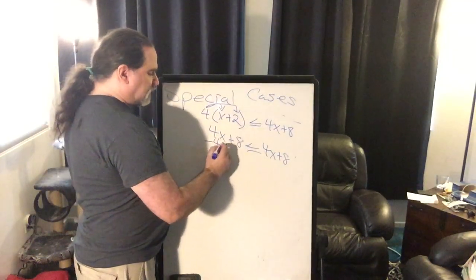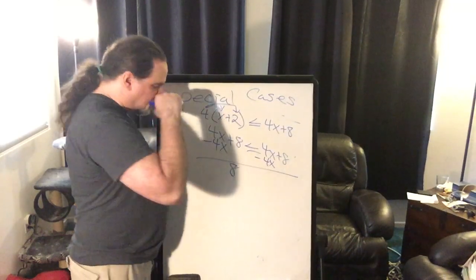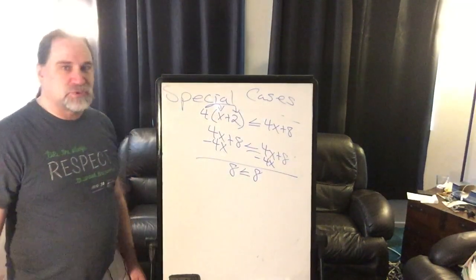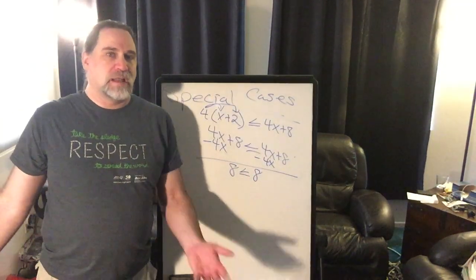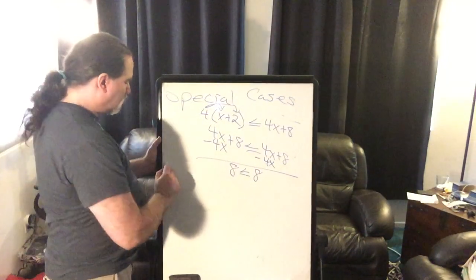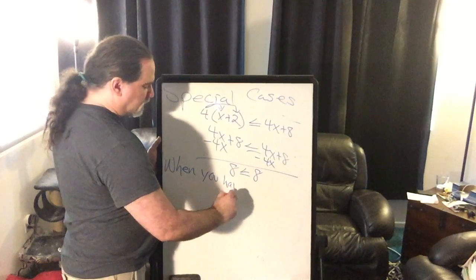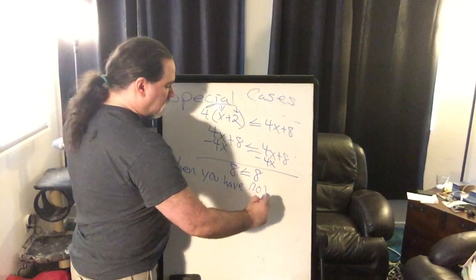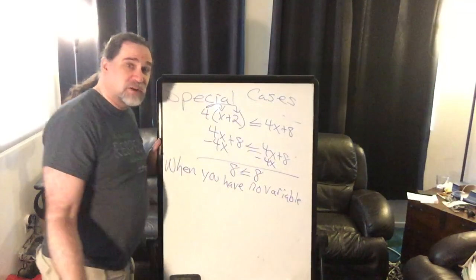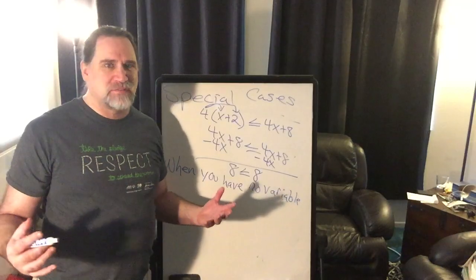If we get rid of the variable from the right-hand side by subtracting 4x, we don't have any variables left. And we get 8 is greater than or equal to 8. Is that true or not? And that's where the special case kicks in. So when you have no variable, that means when you've decided to get rid of the variable from one side, it also got rid of the variable on the other side. Meaning you have exactly the same amount of variables on both sides.